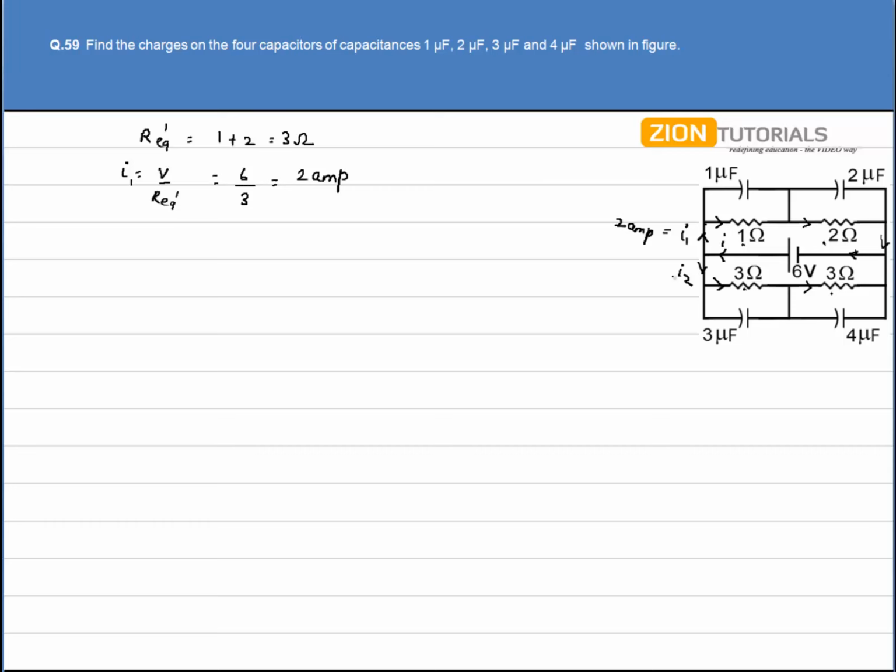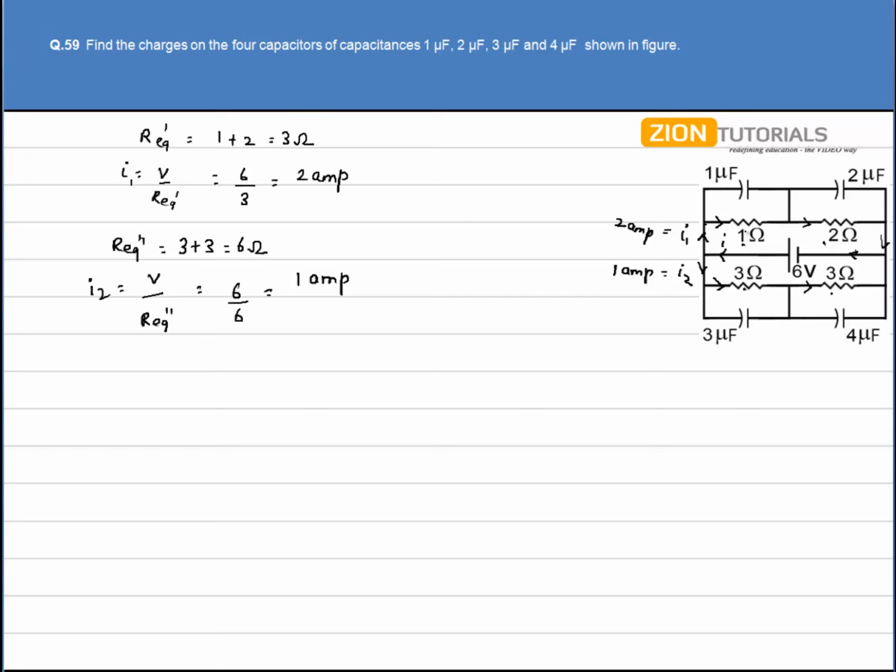Similarly, to calculate the value of I2, we calculate R equivalent double dash, that is 3 plus 3, which comes out to be 6 ohm. So I2 is equal to V divided by R equivalent double dash, that is 6 divided by 6, that is 1 ampere. I2 comes out to be 1 ampere.